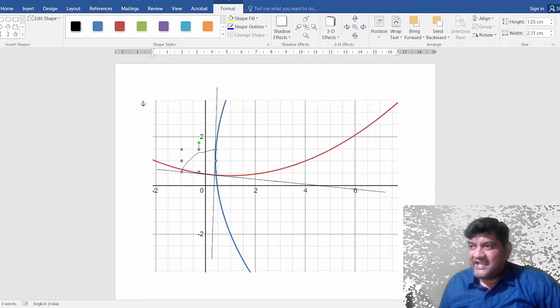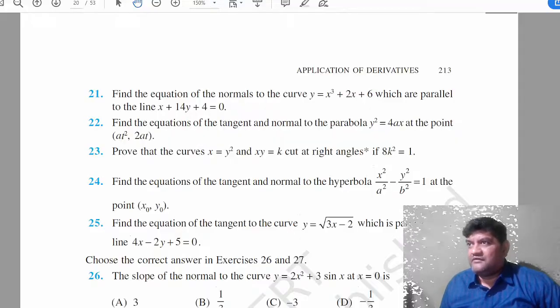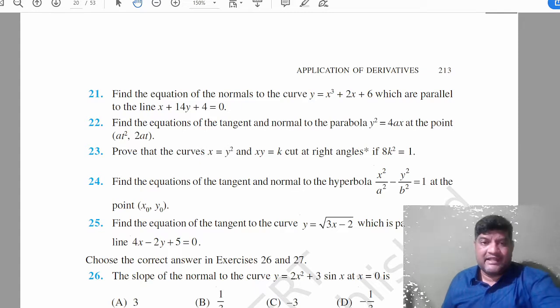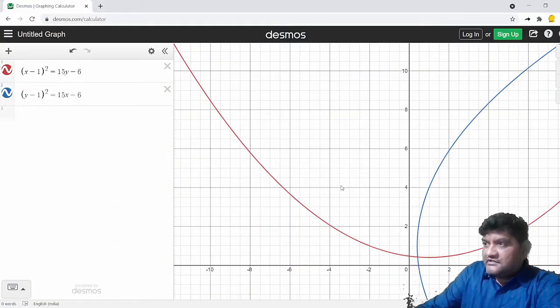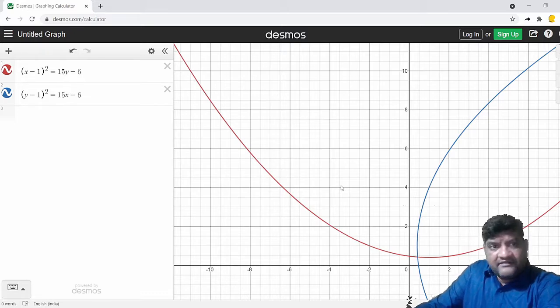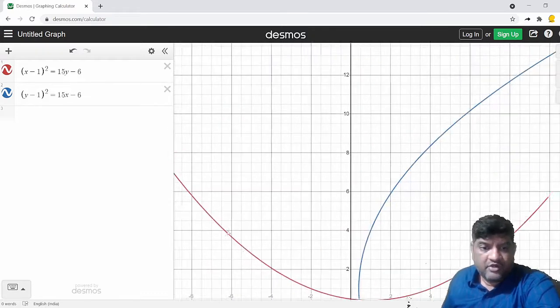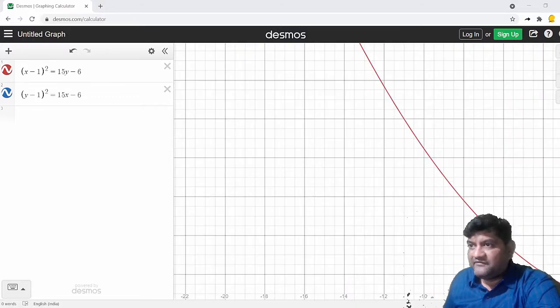That is defined as the angle between the two curves, curve 1 and curve 2. So how do I go about doing that? I'm going to take the same equations that I plotted. So the first equation that I have is (x minus 1) the whole square is equal to 15y minus 6, and then I have (y minus 1) the whole square is equal to 15x minus 6. So how do we do this? Well, we differentiate.